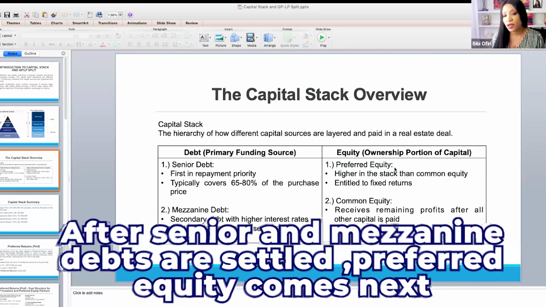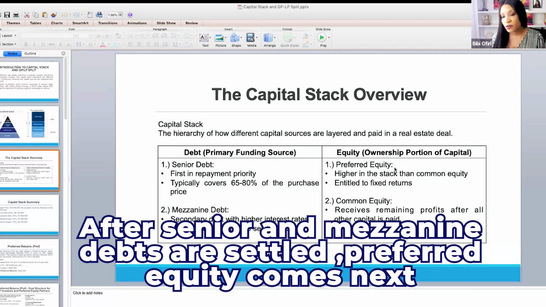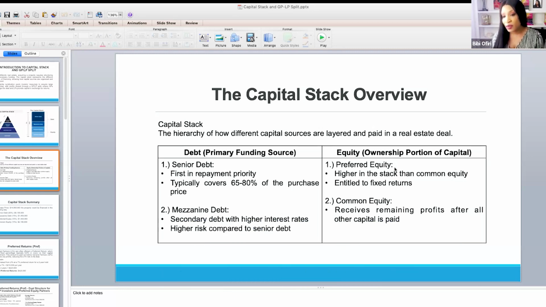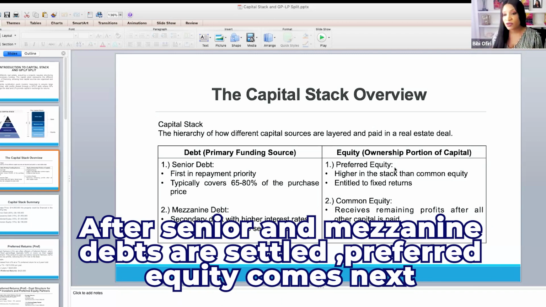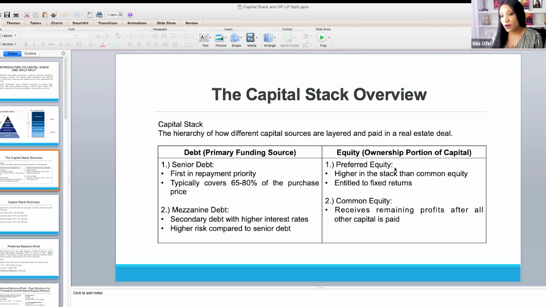So probably during your first year or your second year of operation, you found out that you didn't make profits and you don't have any cash flow to pay them, you can choose to defer this down the line. But the idea is that before any form of payment, after you've paid your senior debt and mezzanine debt, they come first. So after those two, they are priority.